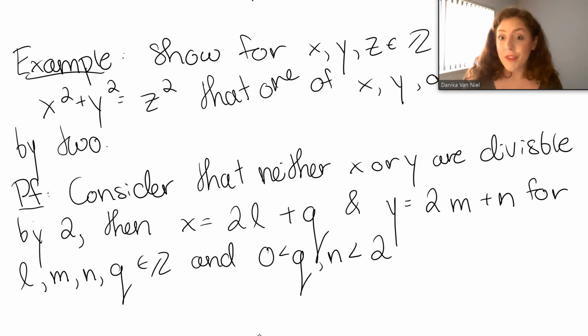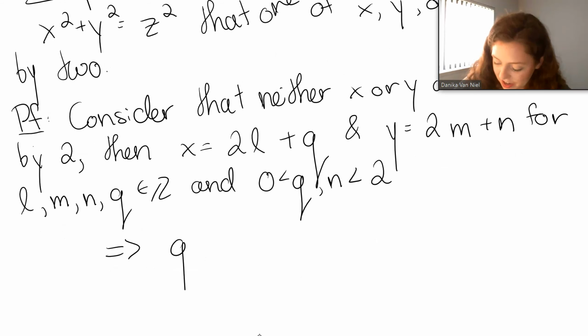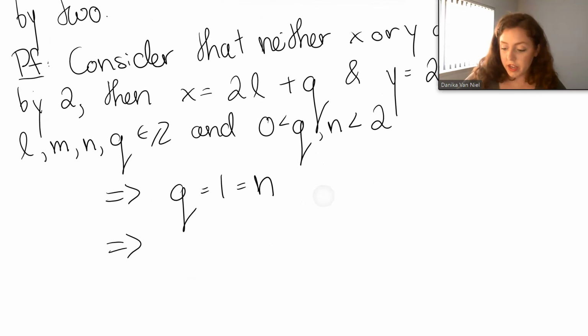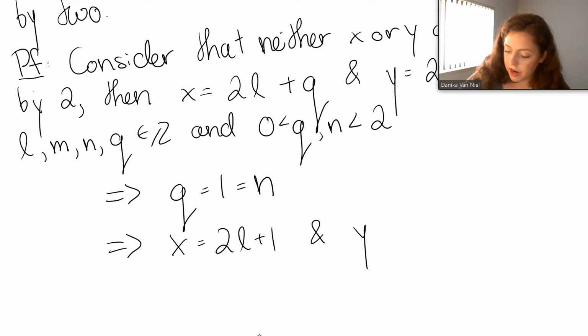Well, if either of them were equal to 0, then x or y would be divisible by 2, right? Because if their remainder is 0, then they're divisible by their m, which in our case is 2. Well, that only leaves them with one option. Then q equals 1, who equals n. So they're both 1. All right, cool. Okay, so then x equals 2l plus 1, and y equals 2m plus 1.